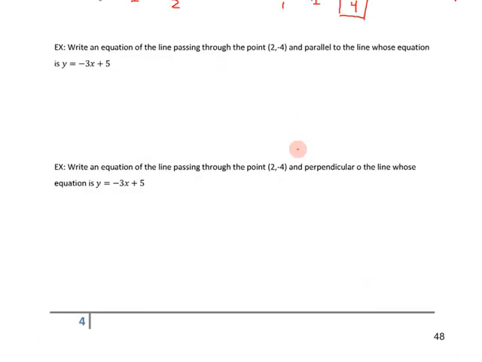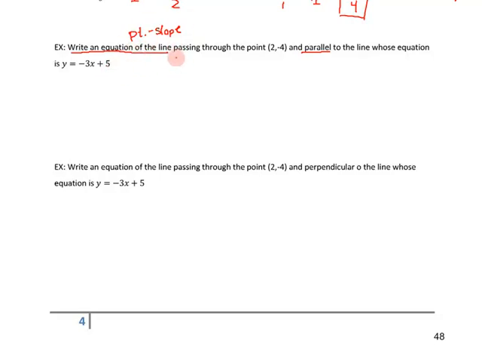Write an equation of a line that passes through the point (2, -4) and is parallel to the line whose equation is y = -3x + 5. Okay? Now anytime it says write an equation of a line, think point-slope. Because that's how we find the equation of a line, by using a point and the slope.